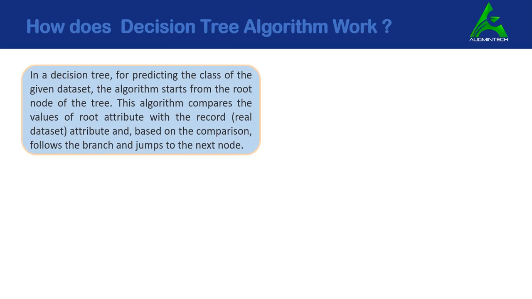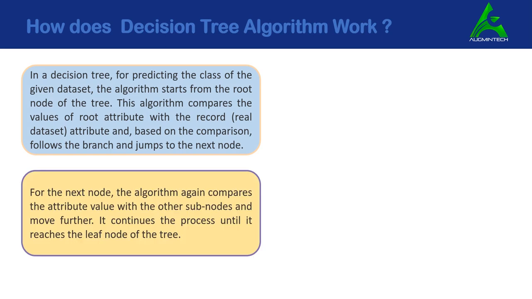So, in a decision tree, for predicting the class of given dataset, the algorithm starts from the root node of the tree. And this algorithm compares the value of root attribute with the record or real dataset attribute, and based on comparison, follows the branch and then jumps to the next node. For the next node, the algorithm again compares the attribute value with other subnodes and then it moves further. It continues the process until it reaches the leaf node of the tree where it cannot be further divided, and it actually reaches some outcome. And in order to make the decision tree, all the data has to be numerical.